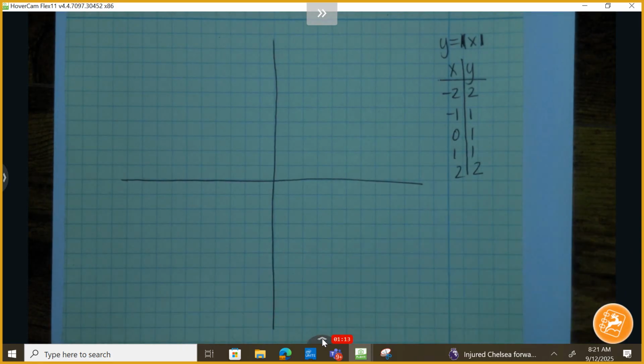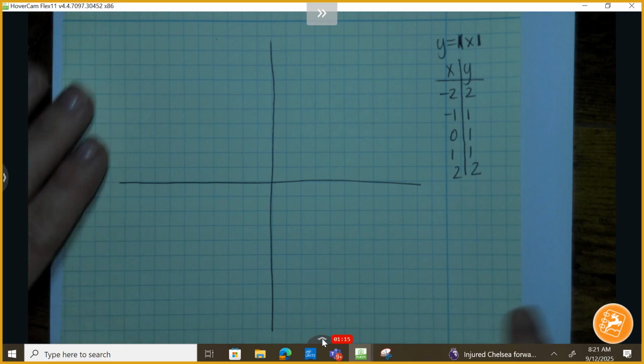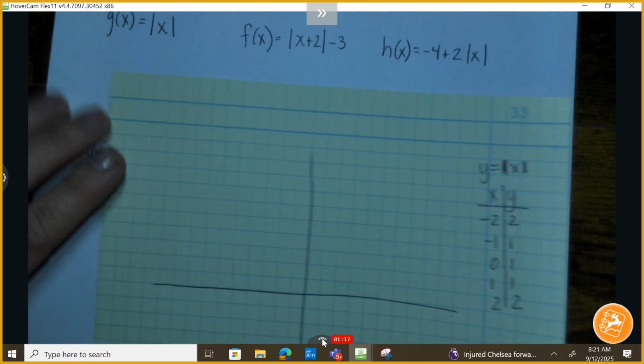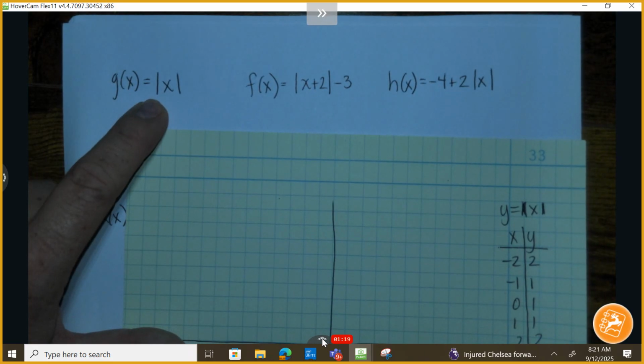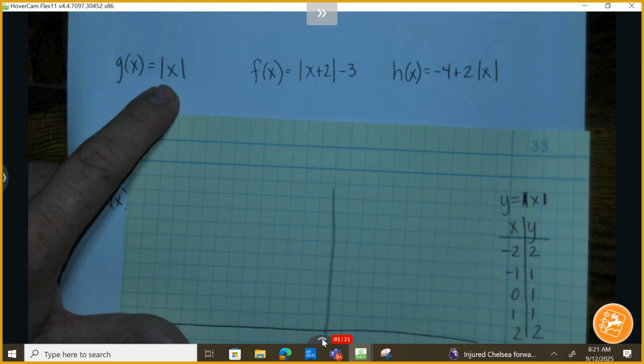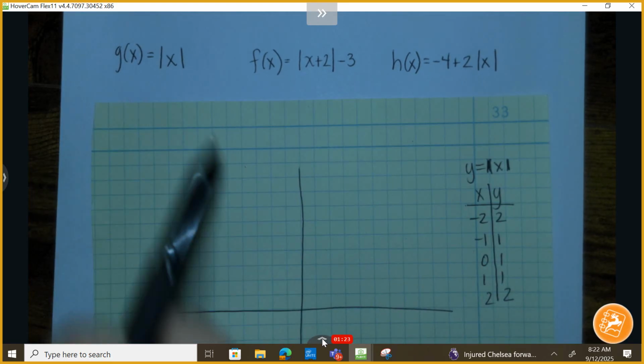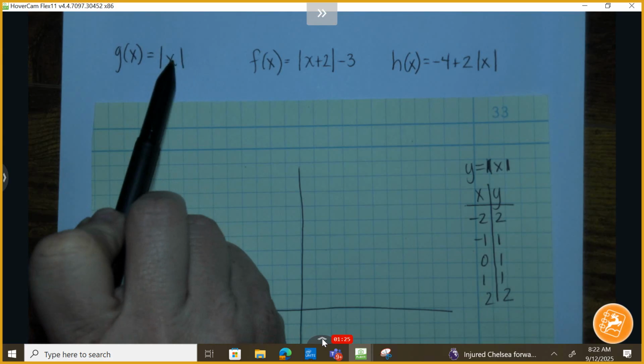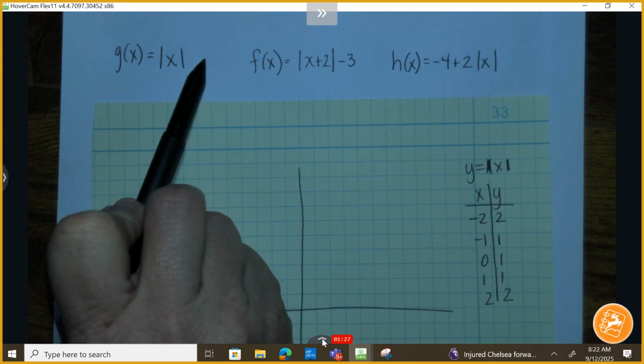So how can I use this data to quickly graph these three? Well, this is what we went over in a short video that you watched, and so I'm going to start by graphing just the first parent function. Notice there's no number behind it or in back, so there's going to be no shift to the left or right and no shift up and down.